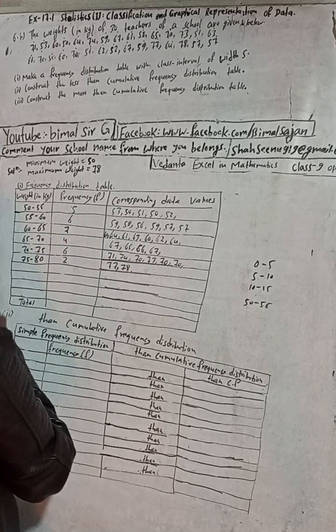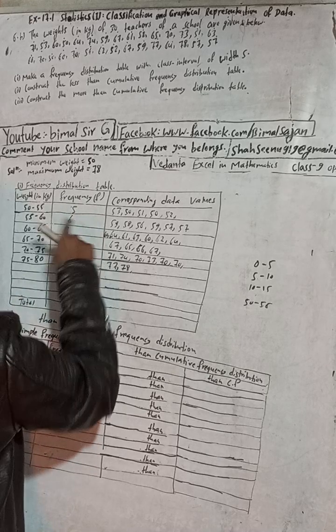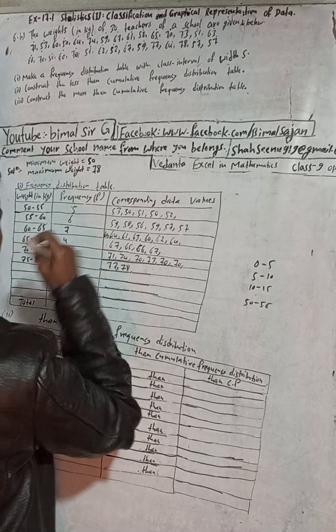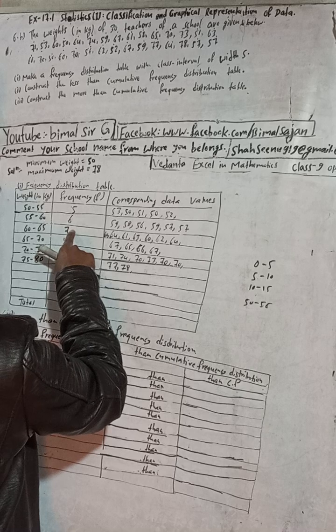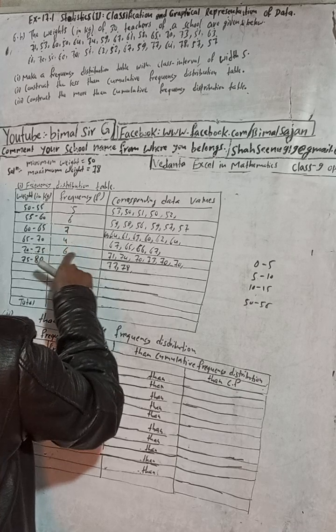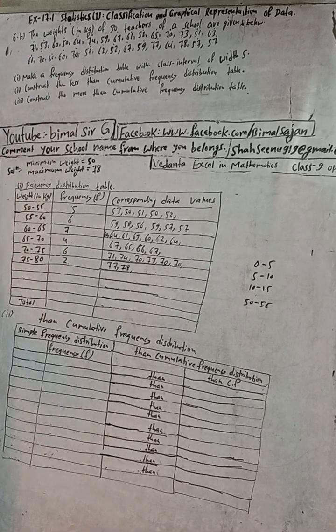So now, let's count this, 1, 5, 6, 11, 5, 6, 11, and 7, 18, 19, 20, 21, 22, and this 8, okay, 30. So total we got 30.